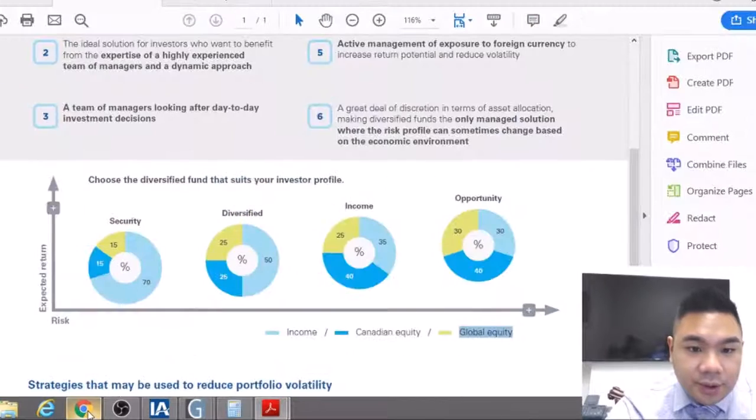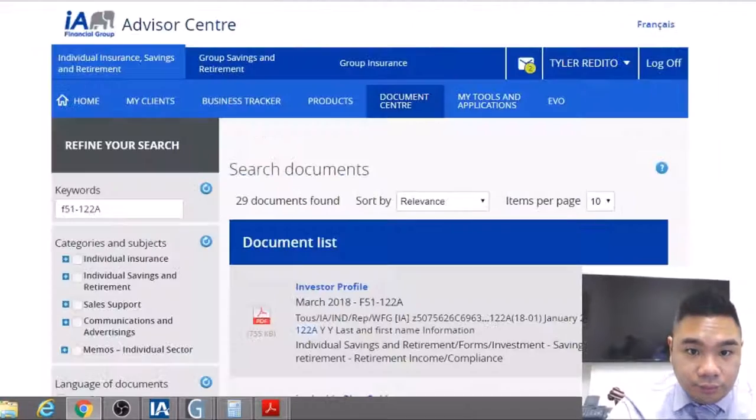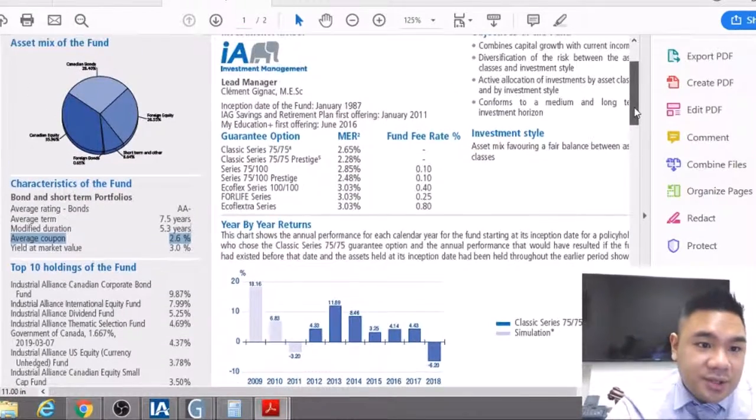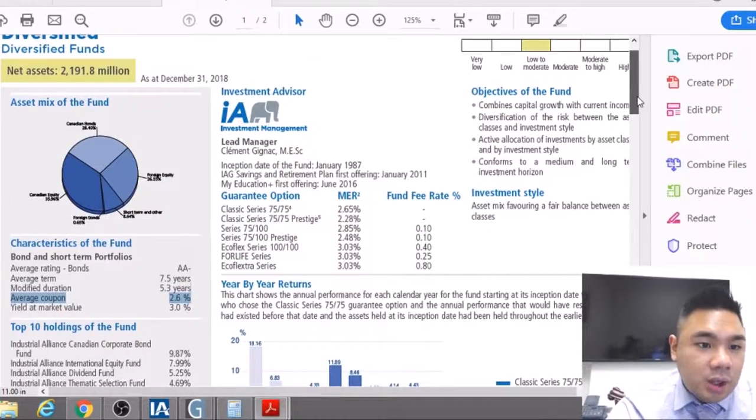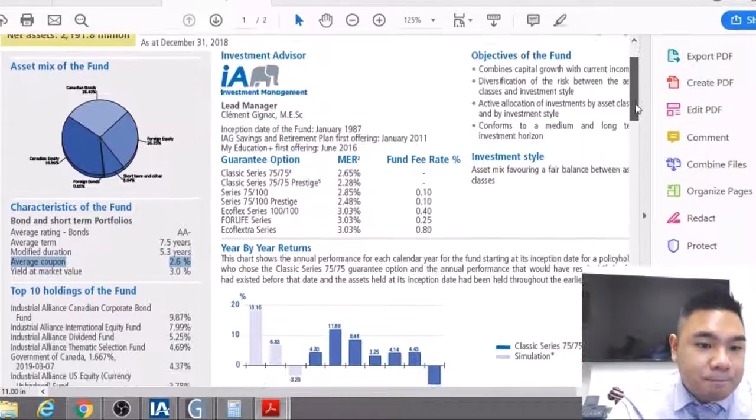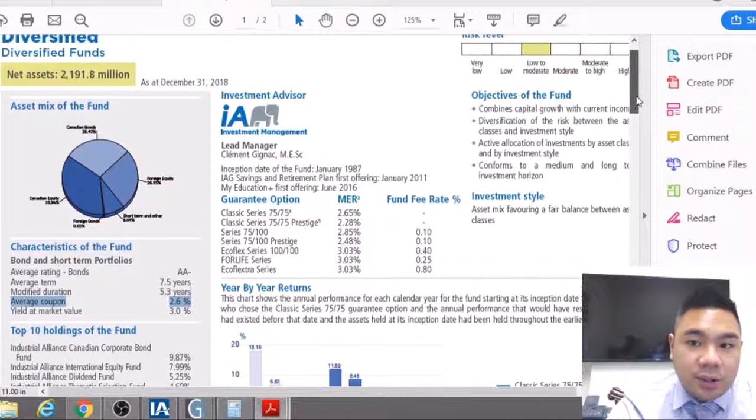Right. I wanted to show you guys something very interesting as well that I prepared for you guys. Where did I put the fund here? Oops. So with this diversified fund, what's very good to note is that there are a lot of things to consider. Obviously, it depends on where it's being invested, and the allocation, how much of a percentage is going to equities and bonds.